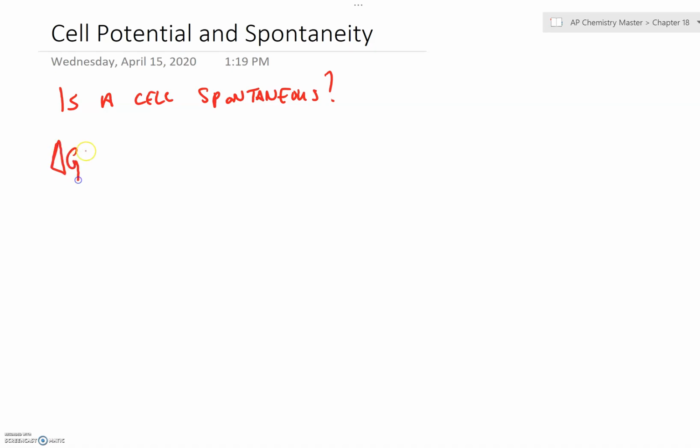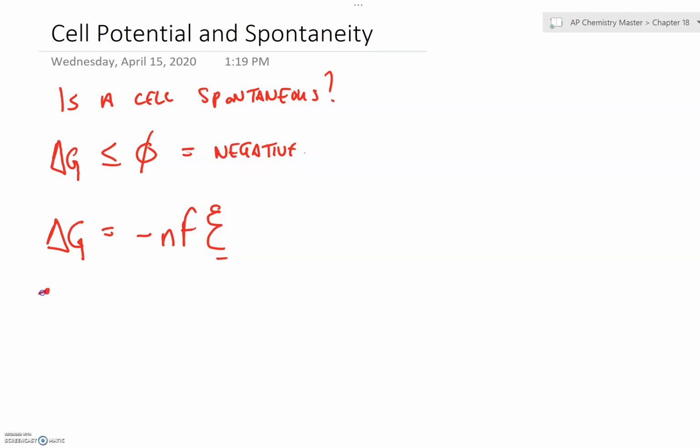We know that a reaction is spontaneous when delta G is less than or equal to 0, meaning it has to be negative. All right? So we're going to do this with an equation that's going to translate cell potential into delta G. It looks like this, where obviously this E here is our cell potential.